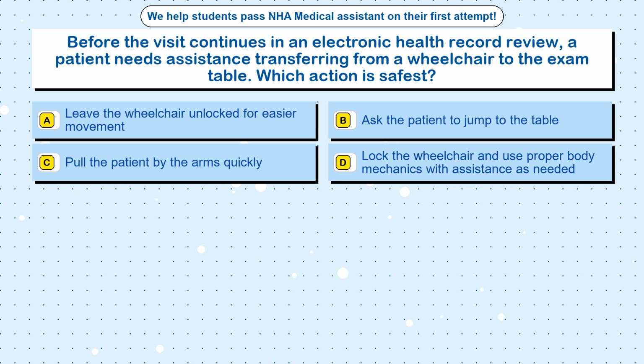Option A, leave the wheelchair unlocked for easier movement. Option B, ask the patient to jump to the table. Option C, pull the patient by the arms quickly. Option D, lock the wheelchair and use proper body mechanics with assistance as needed.